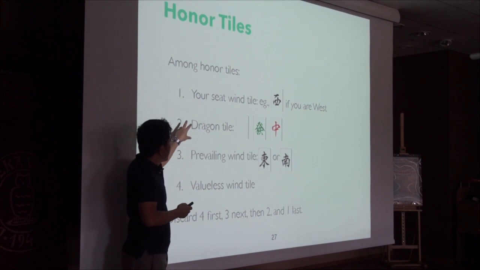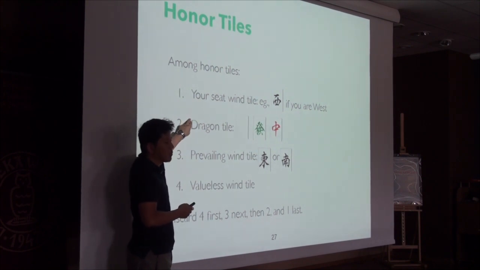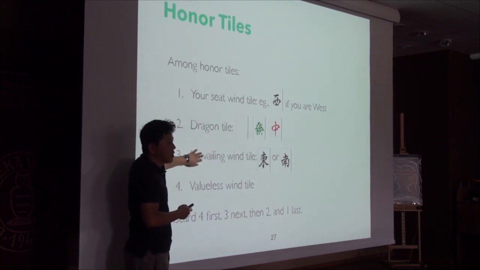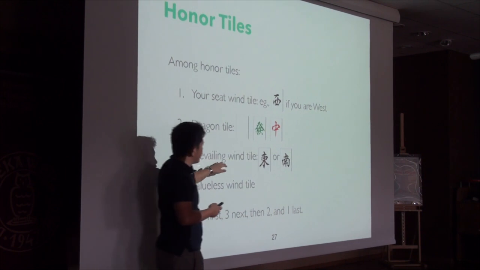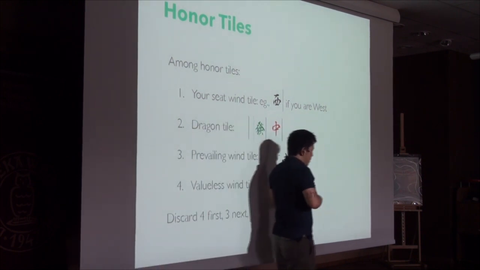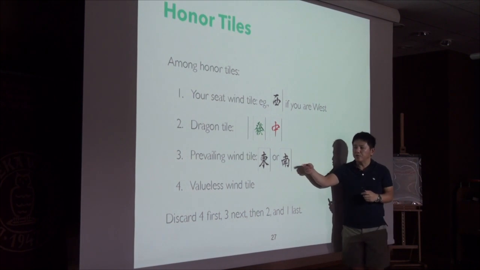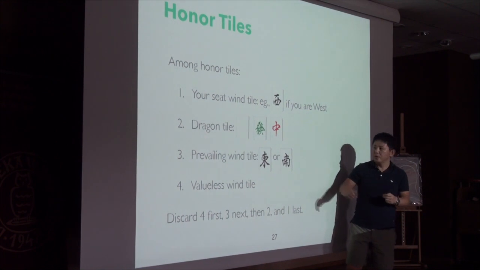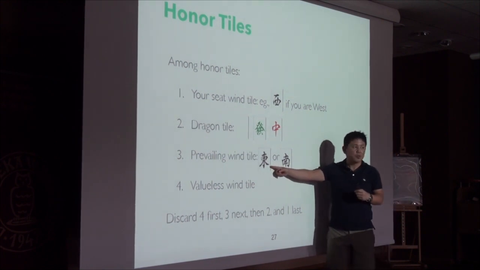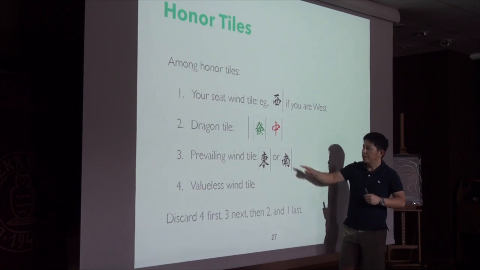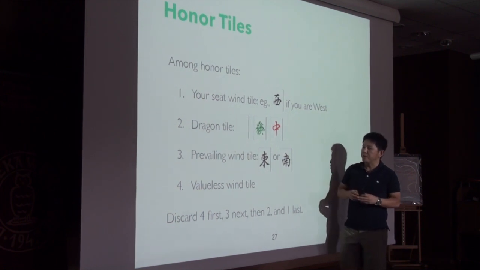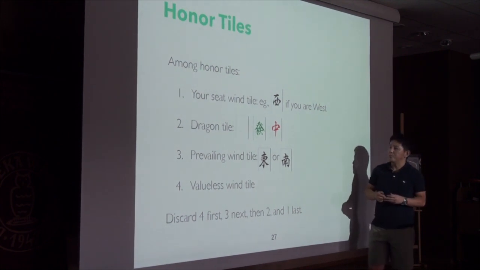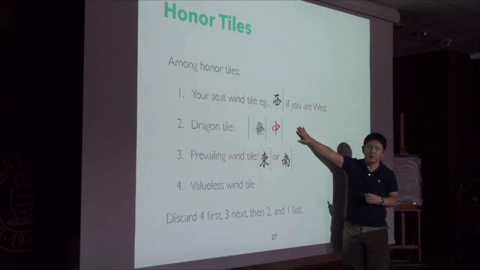The reason why you may want to discard the prevailing wind tile first rather than the dragon is that prevailing wind tiles can become too fun a yaku for other players. East in the East round can be a double East. South in the South round could become double South, which is too fun for another player. So you'd rather discard this first rather than this.